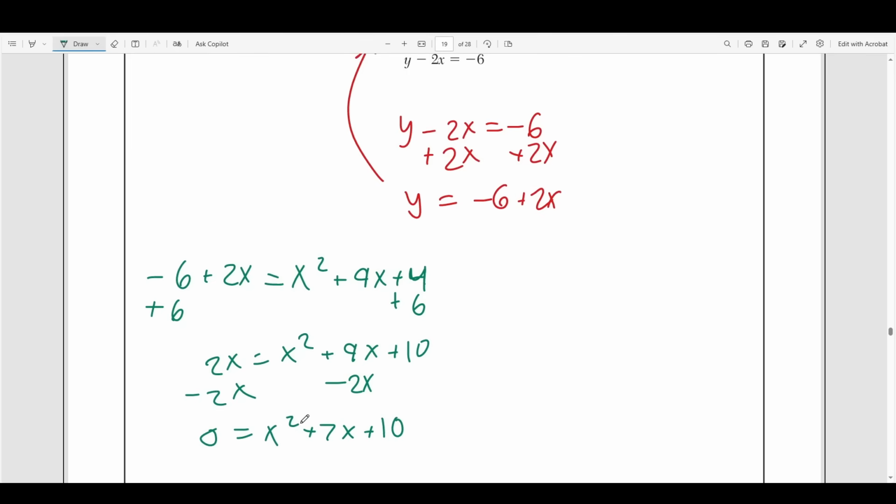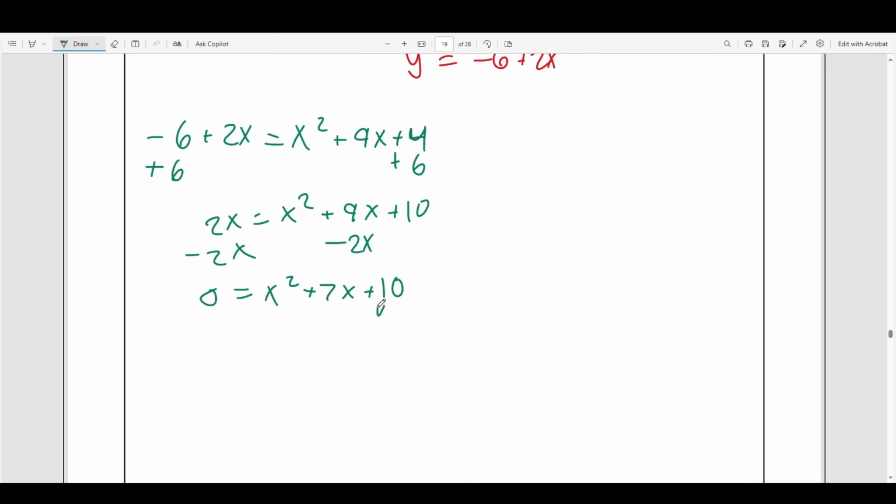And now what I can do is try and factor this out. So I'm looking for two values that multiply into positive 10, but add into positive 7. And those two numbers are 5 and 2. 5 plus 2 is 7, and 5 times 2 is 10. So now I have my two numbers that I'm going to split the 7x into. So I can say that 0 is equal to x squared plus 5x plus 2x plus 10. So I split the 7 into these two numbers so that I can factor it out.